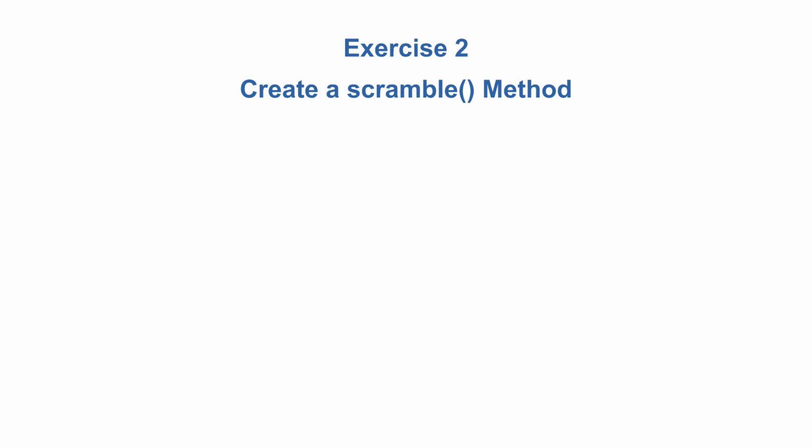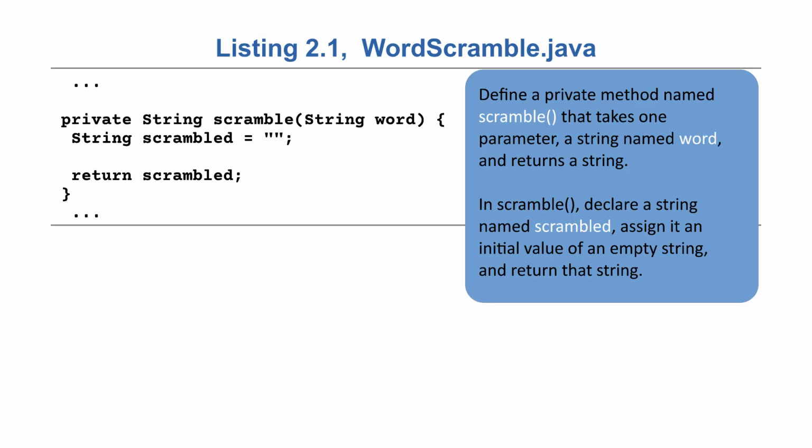First, we'll put the code to scramble a string in its own method so it can easily be used more than once. Exercise 2. Create a scramble method. Define a private method named Scramble that takes one parameter, a string named word, and returns a string. In Scramble, declare a string named Scrambled, assign it an initial value of an empty string, and return that string.